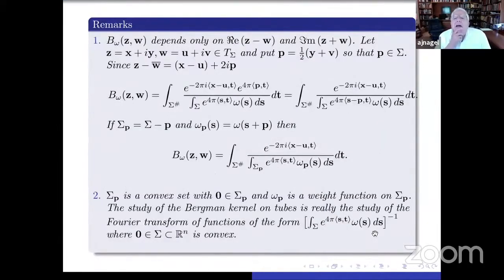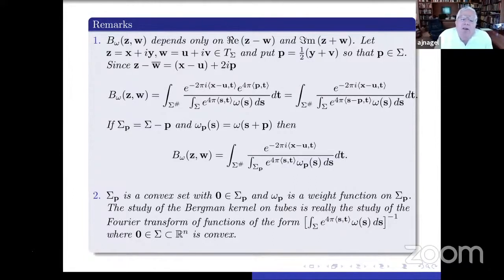And now let me make a point about this formula. The Bergman kernel in these tube domains depends only on the real part of the difference between z and w and the imaginary part of z plus w. And to see that, let's simply write z is x plus iy and w is u plus iv. And let's take p to be 1/2 (y plus v). Y and v are points in the convex set, so 1/2 (y plus v) is also in sigma.